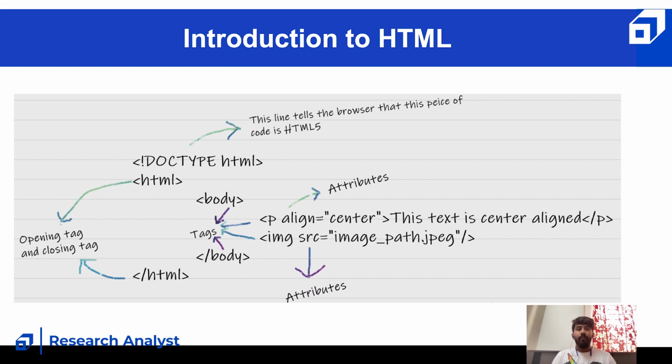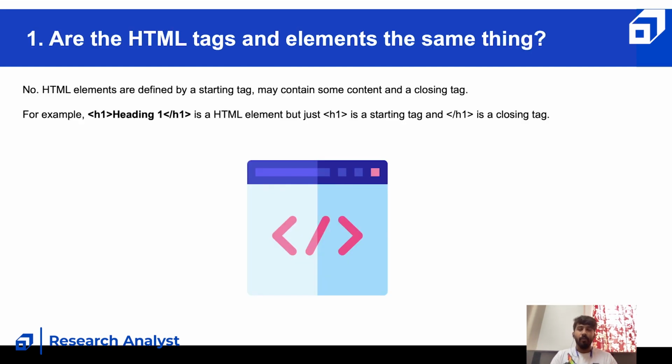And then src equal to imagepath.jpg. This will basically provide the image path, and that's how HTML gets the image and shows it on the web page. This is a sample piece of code. So now let's start with the first question.